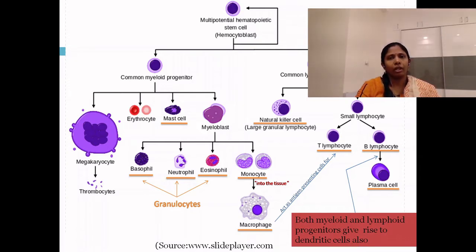The smaller lymphocyte in turn gives rise to the T lymphocytes and the B lymphocytes, whereas the common myeloid progenitor gives rise to megakaryocytes, erythrocytes, mast cells and myeloblasts. The megakaryocyte later undergoes fragmentation, giving rise to thrombocytes or platelets. Erythrocytes are otherwise called red blood cells. The megakaryocytes and erythrocytes have functions other than being a part of the immune system.